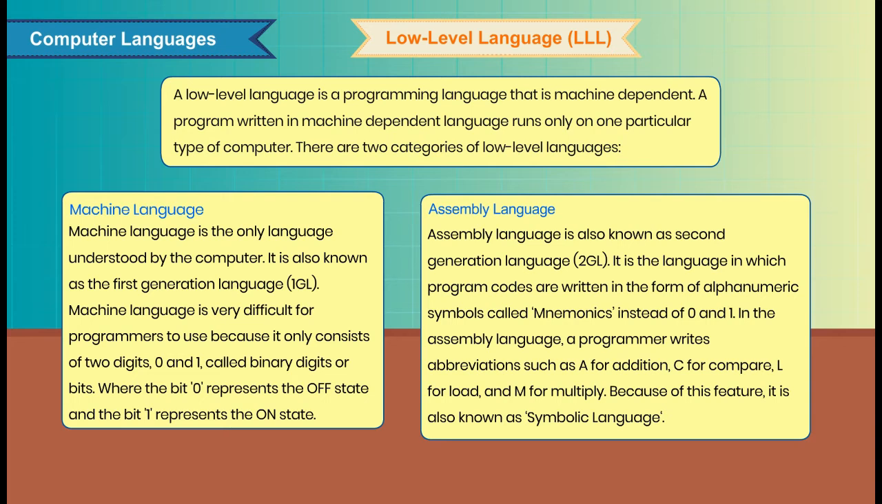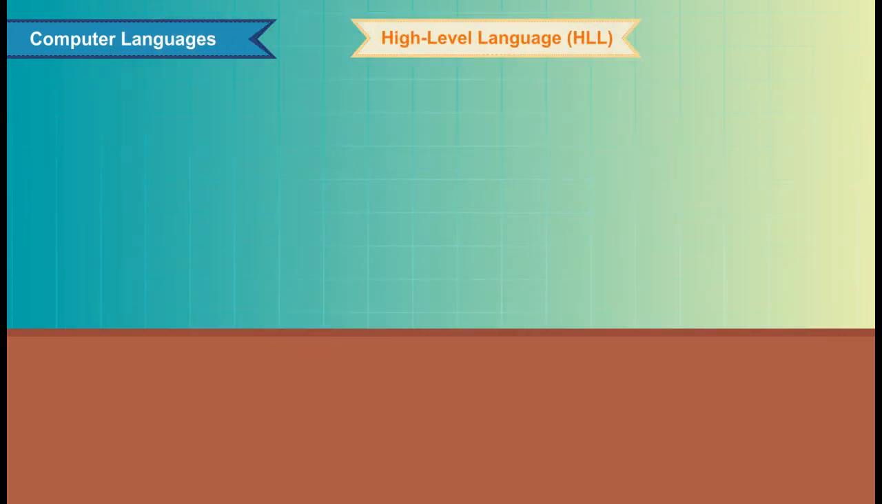Assembly language. Assembly language is also known as second generation language 2GL. It is the language in which program codes are written in the form of alphanumeric symbols called mnemonics instead of 0 and 1. In the assembly language, a programmer writes abbreviations such as A for addition, C for compare, L for load, and M for multiply. Because of this feature, it is also known as symbolic language.